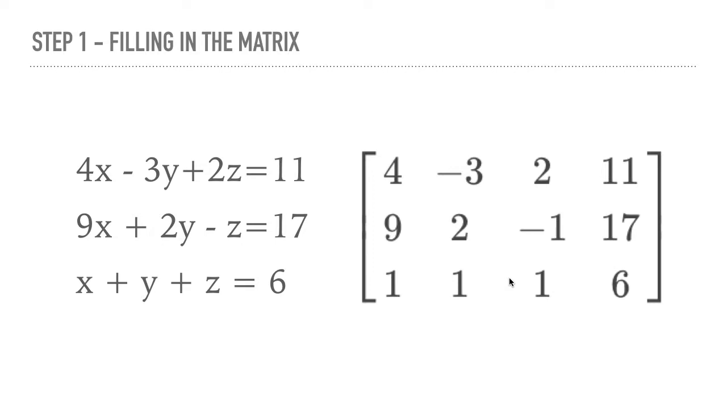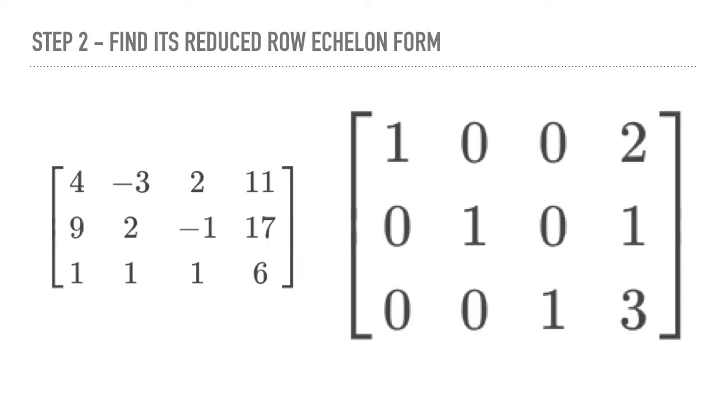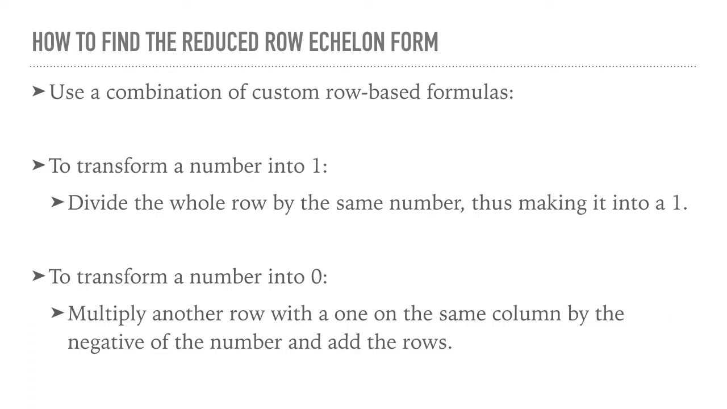in order to solve the matrix. Step 2 in solving the matrix is to find its reduced row echelon form. This is the form that gives you the answer to the system of equations. After you fill in the matrix, you need to turn it into this form, and we're going to see how. It's a series of steps, and once you get this form, you have completed the problem. So how do we find this reduced row echelon form?